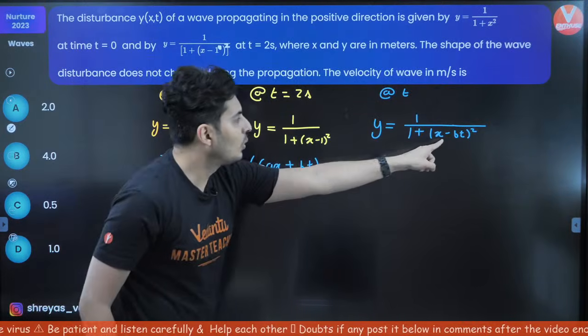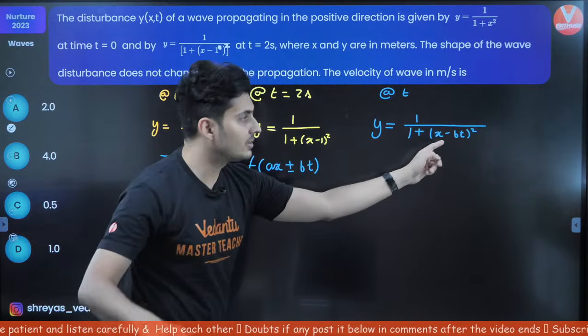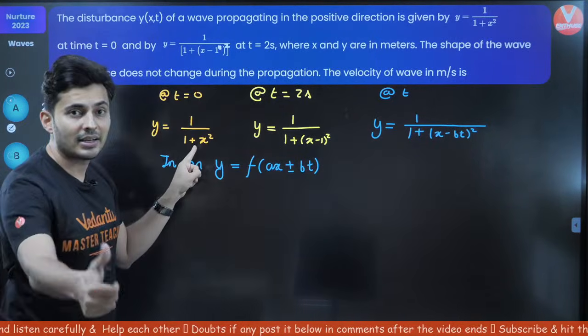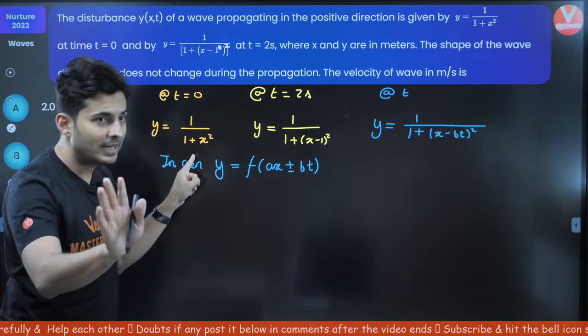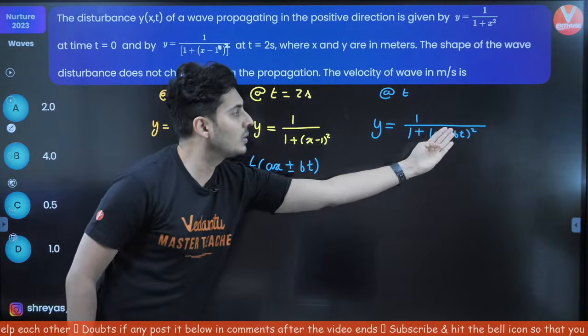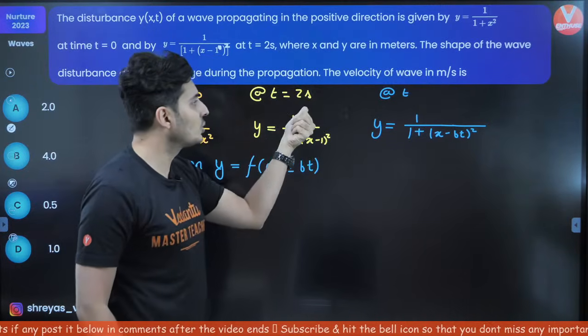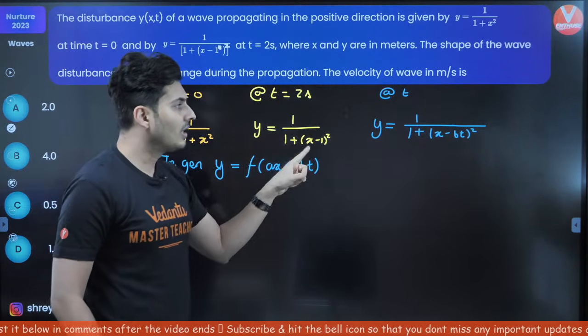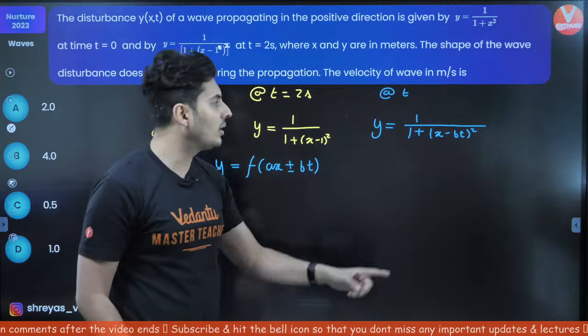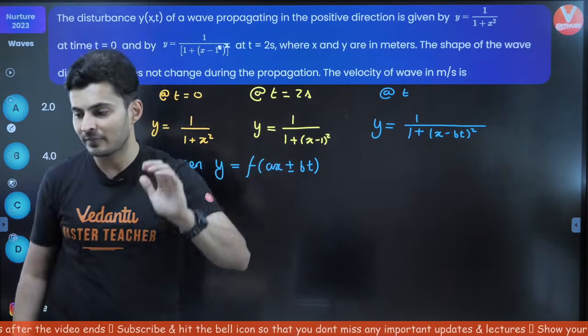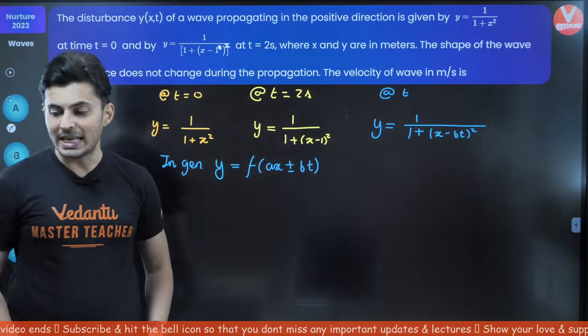How? Observe. Put time as 0, bt will become 0, it will just become x square. Can you see that? Everybody agrees? If I put time as 0 over here, I will get this. If you put some other value of time, which is 2 seconds, then you will get this. That means the only thing I do not know is the value of b.